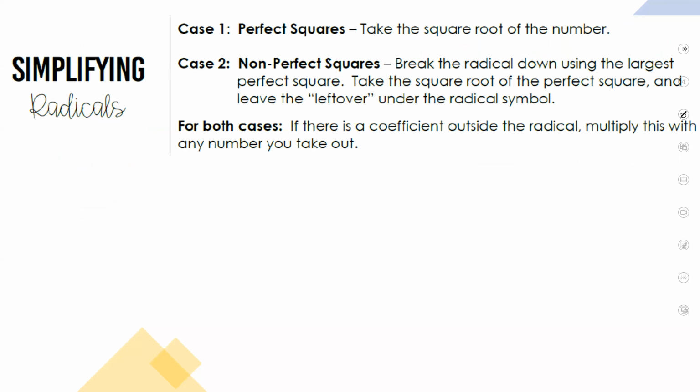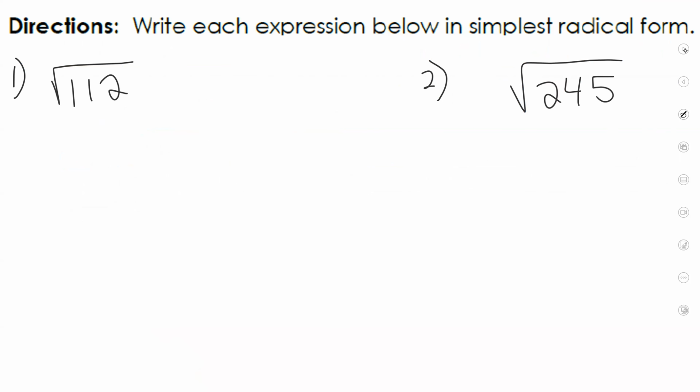All right, so we're going to talk about how to break down these radicals. We're going to simplify the radicals. So you can have an easy case, which is a perfect square. You just easily take the square root of it. Let's look at some examples where they're not perfect squares, okay? So let's look at the first example, the square root of 112.